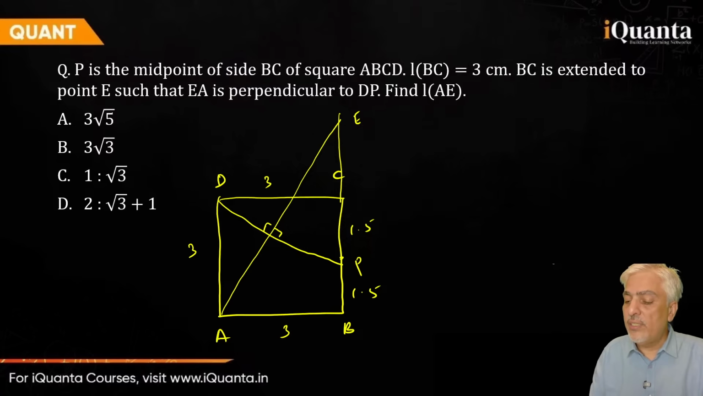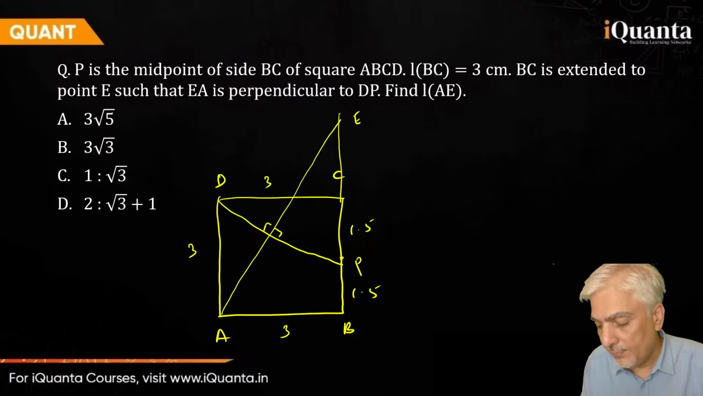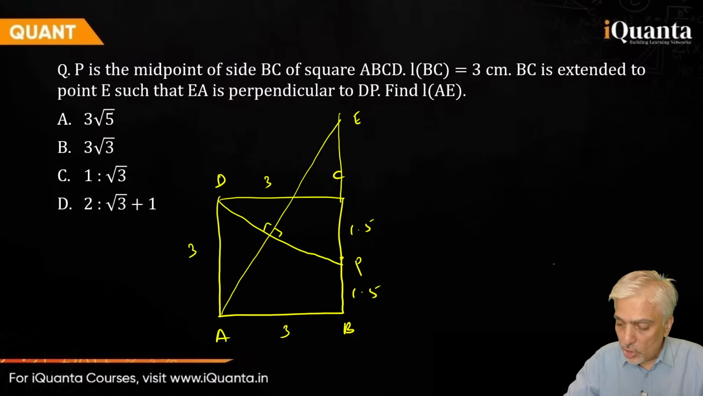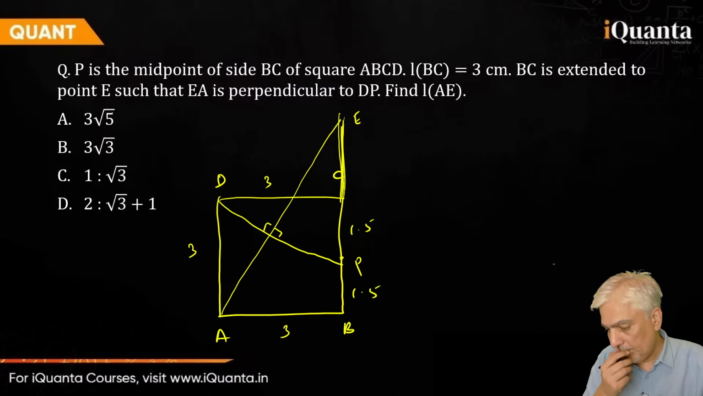What have they asked for? Let's read. They've asked for AE. Come on, let's see if you can get it. We want AE. So in short, if I get EC, if you can get EC, you will get AE also. Think a little bit.